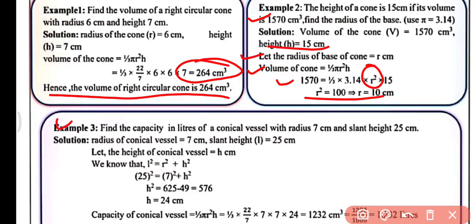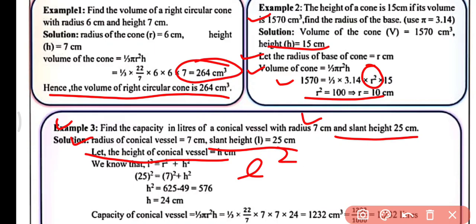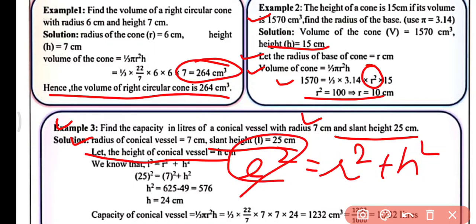Find the capacity in liters of a conical vessel with the radius 7 centimeter and slant height 25 centimeter. So now radius of conical vessel is 7 centimeter and slant height L equals 25 centimeter. So we can find the height of conical vessel by using the relation L square equals R square plus H square, that is the slant height. Or you can say L is the hypotenuse of right angle triangle, as this is H and this is R.